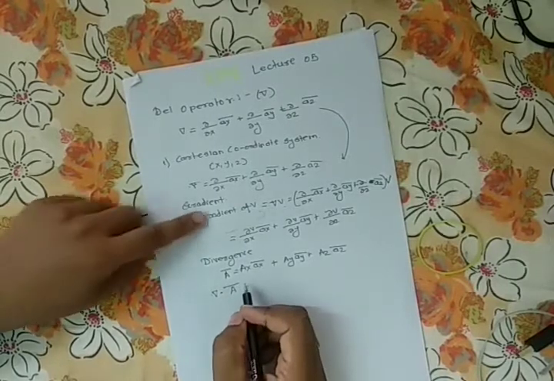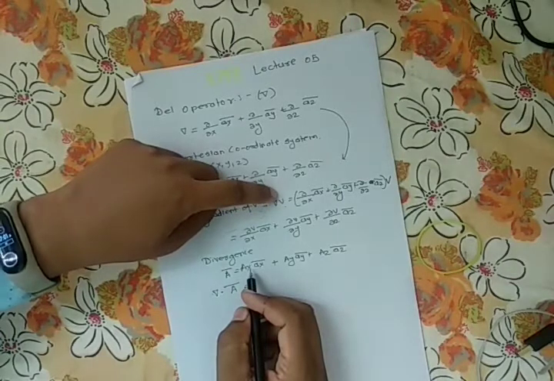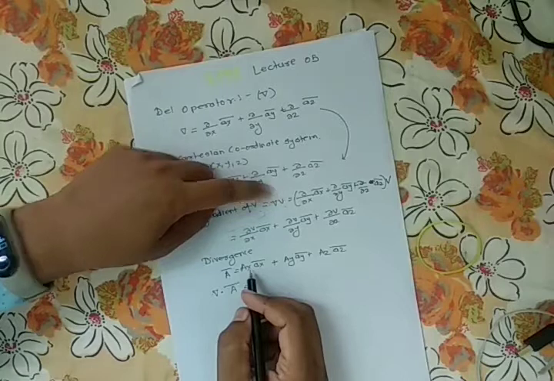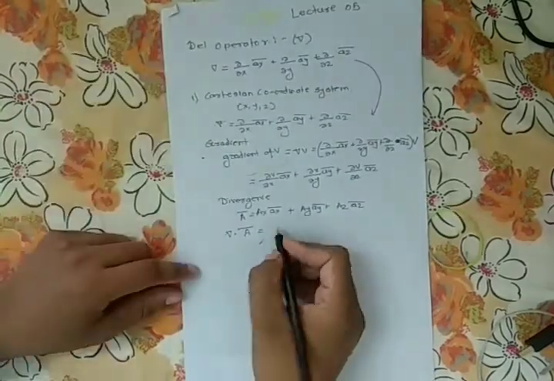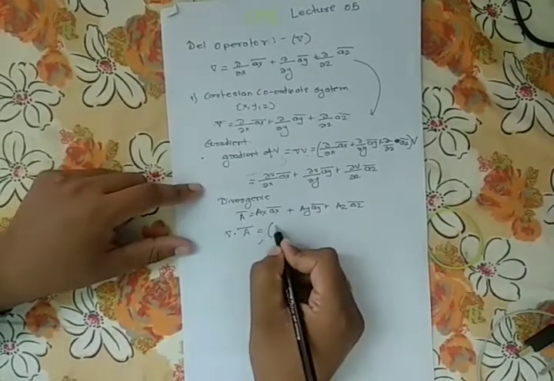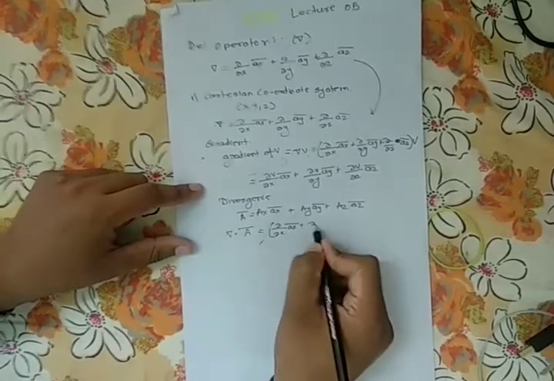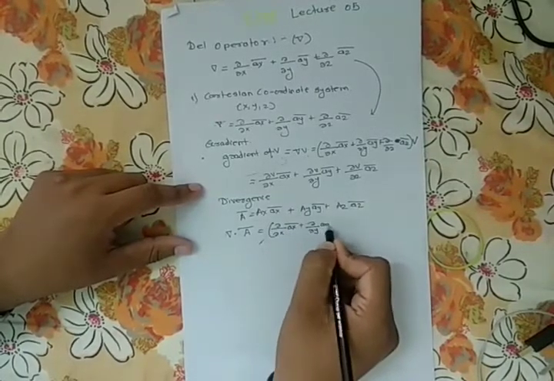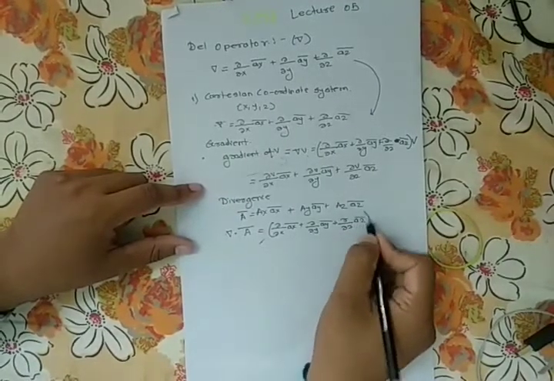So we have seen here the gradient is del v. Only, there is no dot product or cross product in between del and v, so directly we have calculated del v. Like that, del dot a bar is equal to, I will write this again, this del operator: ∂/∂x ax bar plus ∂/∂y ay bar plus ∂/∂z az bar.